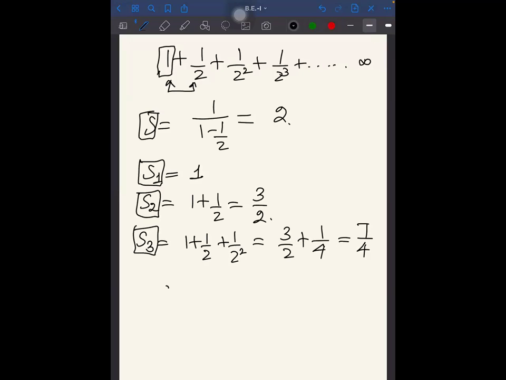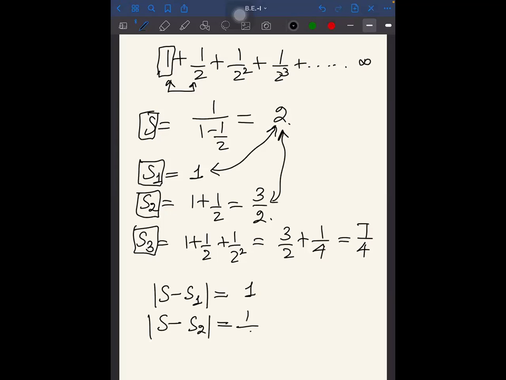Now, this is your actual S, and this is the sum of finitely many terms. Now, if you see the difference of S and S1, and you take the modulus of that, that becomes what? 1. You take the difference of these two. Now you take the difference of S and S2. What is that difference? Can you tell me? 1 by 2. S and S2 having difference 1 by 2. And what is the difference of S and S3? 1 by 4. So you see that this difference will keep on decreasing.